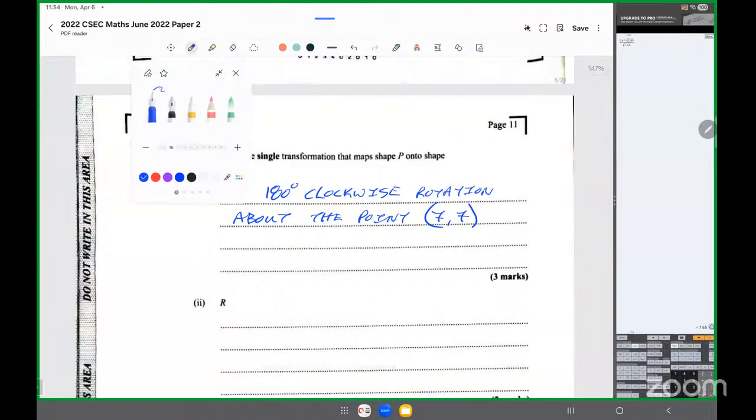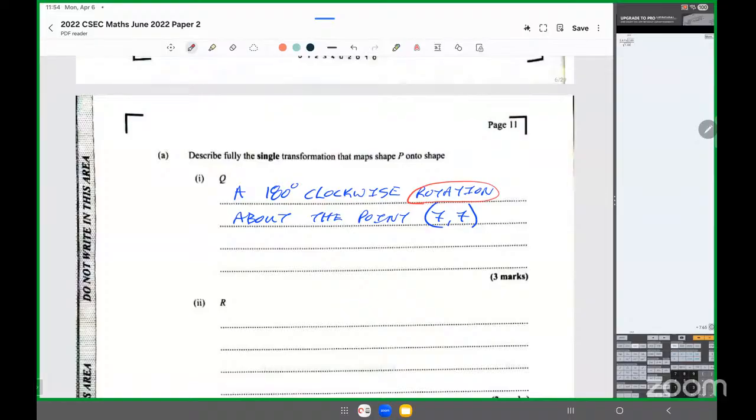So for this one, you are given the name, rotation, and the three components of rotation are the angle, the direction, and the center. Rotation must have those three components. You give the name and the components when you're describing the transformation: angle, direction, and center. Give the angle, the direction, and the center in the description.